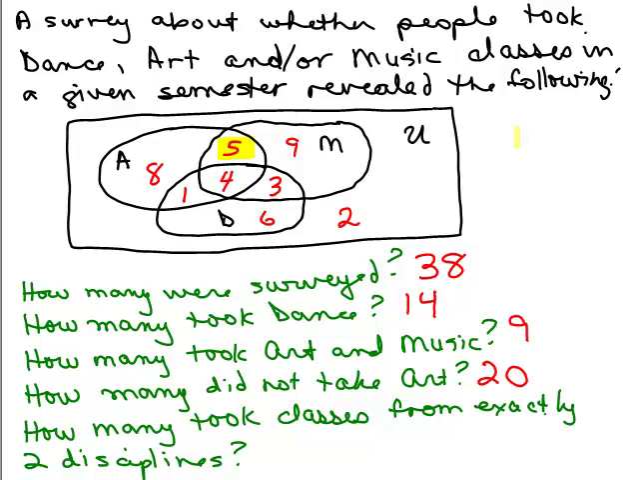These 5 people, for instance, took both art and music, right? And that's all they took. Okay, so they took it from exactly 2. These three people took exactly dance and music, not an art class, and this one person. So when it says exactly 2 disciplines, I need just those three numbers added together. So that is 5, 1, and 3. That's 9.